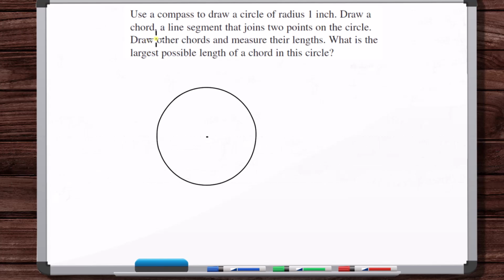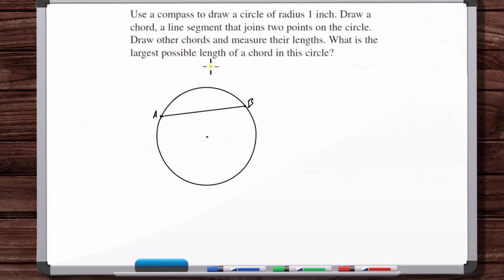Okay, now draw a chord, which we haven't talked about exactly what a chord is, but that's a line segment that joins 2 points on the circle, but it doesn't go through the center. That would have a different name. That would be a diameter. So a chord would be any line that joins 2 points on the circle, like that. There's a chord. We'll call that AB, and then draw other chords and measure their lengths.